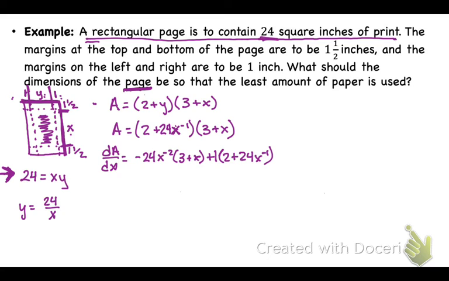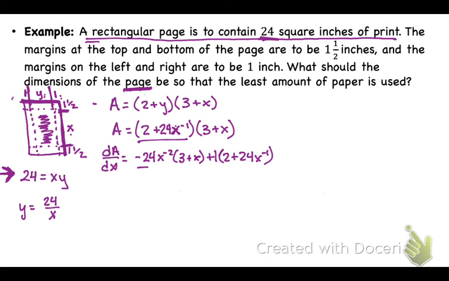So the derivative of this would be negative 24x to the negative second times the second, which is 3 plus x, plus the derivative of 3 plus x, which is 1, isn't it? Times 2 plus 24x to the negative 1. And here is where you guys need to work a little bit more. What do I need to factor out of that?